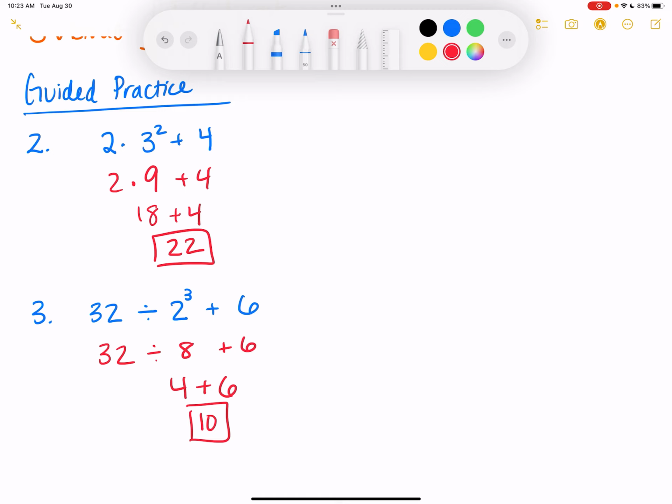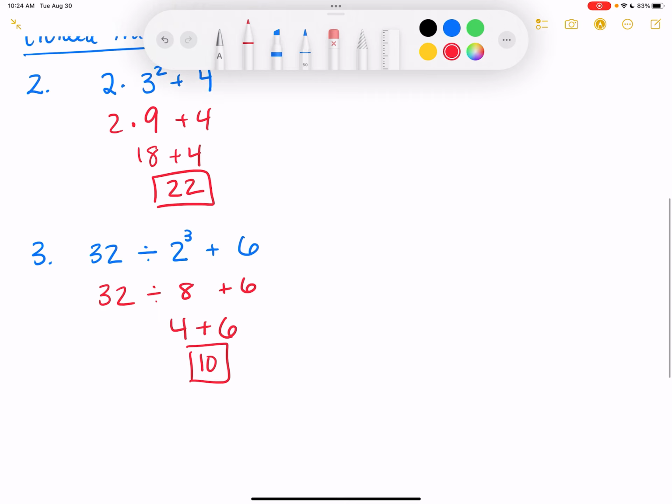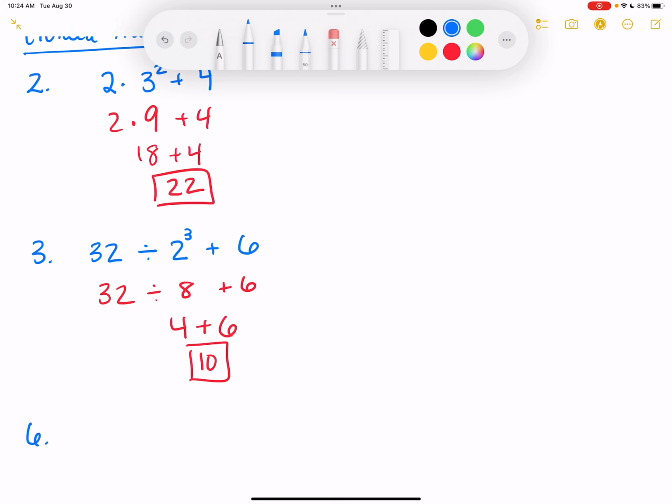Let's see. So those ones didn't have any parentheses in them. The next group of them is going to have some parentheses with them. And so that just means we're going to do that part first. So let's see, number 6. Still, all these are going to be guided practice. So this is 3 and then parentheses 8 minus 2 squared, or 2 raised to the 2nd power. A lot of times I'm going to say squared for raised to the 2nd power and cubed for raised to the 3rd power just out of habit. So that's what that means if you hear me say that.